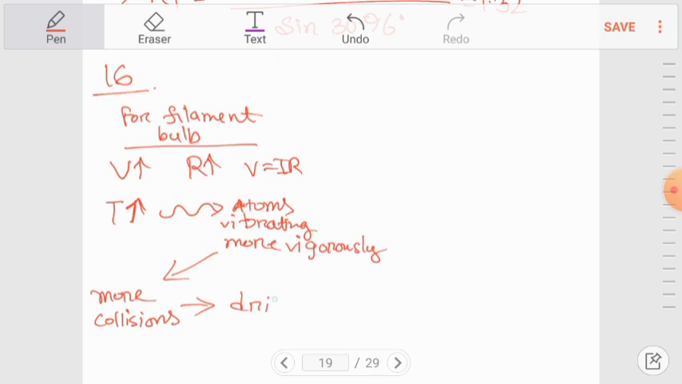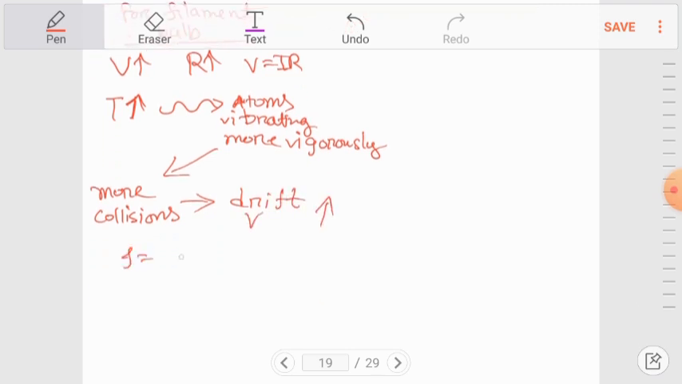According to the equation I equals nAve, as the collisions increase, the drift velocity actually decreases. And now as the velocity decreases, current also decreases, because I and drift velocity are directly proportional.